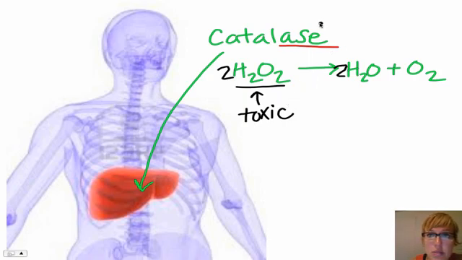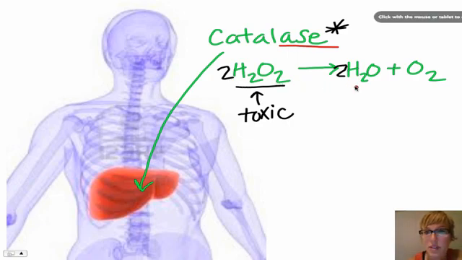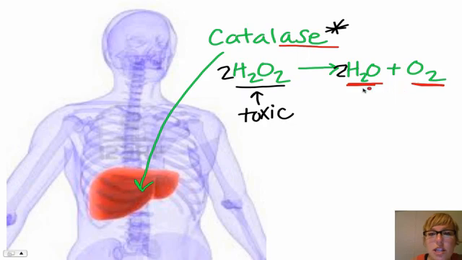So we are super stoked that we have catalase, our friend, that actually gets this reaction moving, and it moves really quick. So we have our hydrogen peroxide ending up becoming much less harmful things. We get 2 molecules of water and 1 molecule of oxygen gas out of this toxic thing.